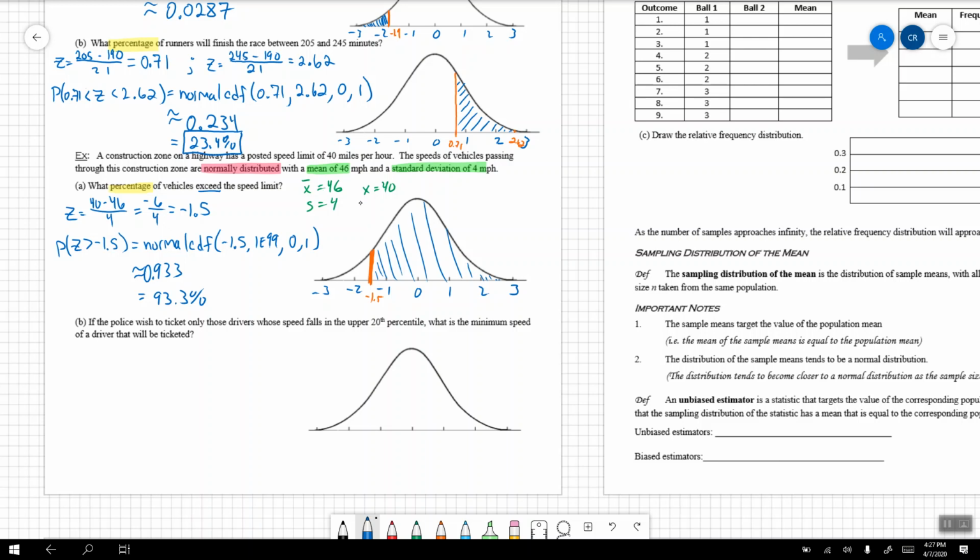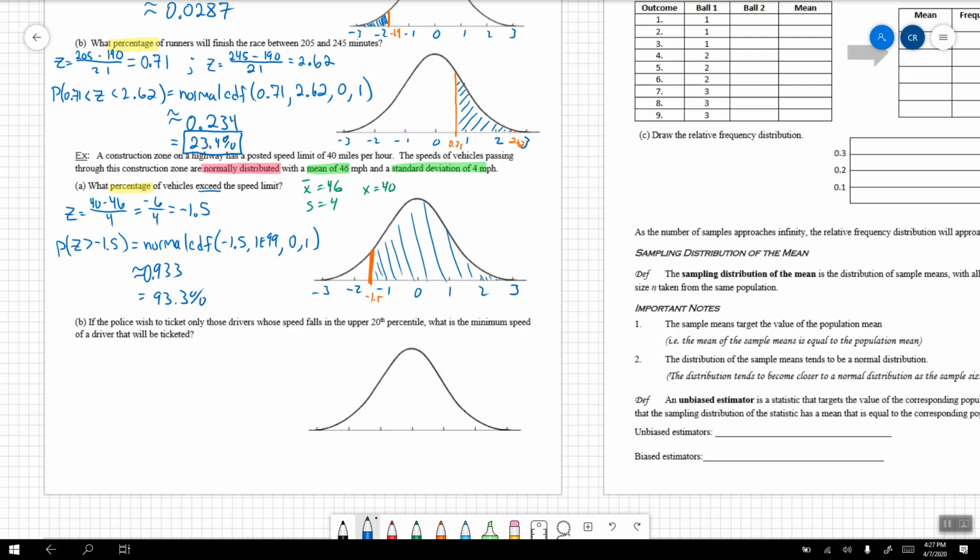So that extraction happened here. Now, the reason I extracted 40 is because the question for part A says what percentage of vehicles exceeds the speed limit. Well, what was this posted speed limit? That was 40 miles per hour right here in the given. So I extracted all of this. I standardized that 40 miles per hour to give us a z-score of negative 1.5.